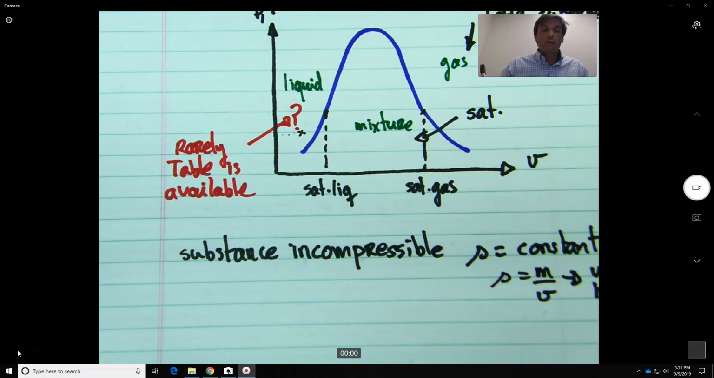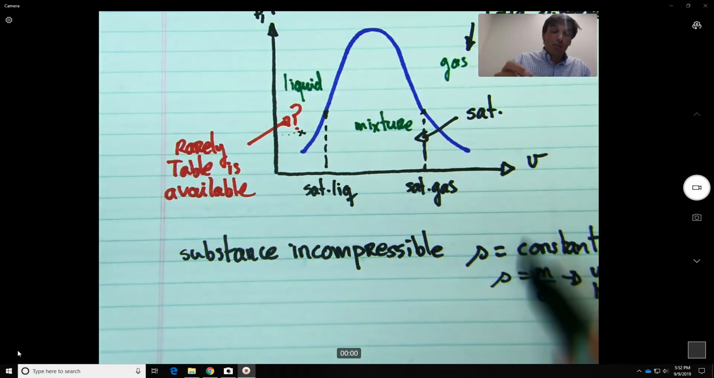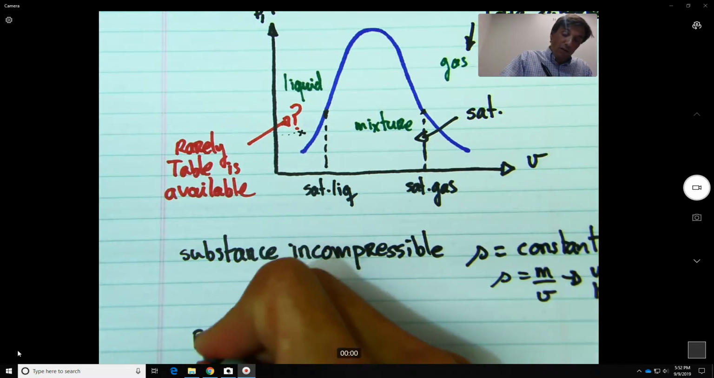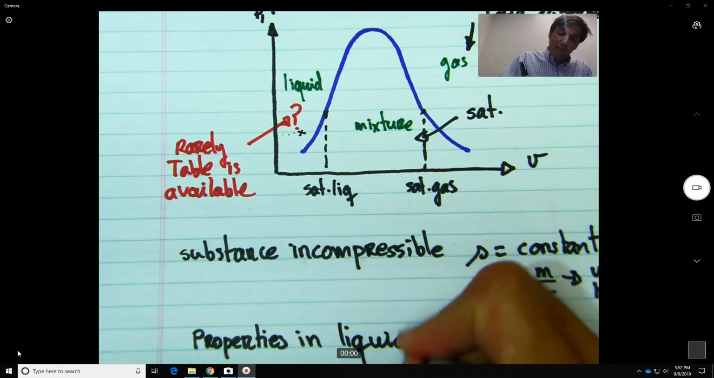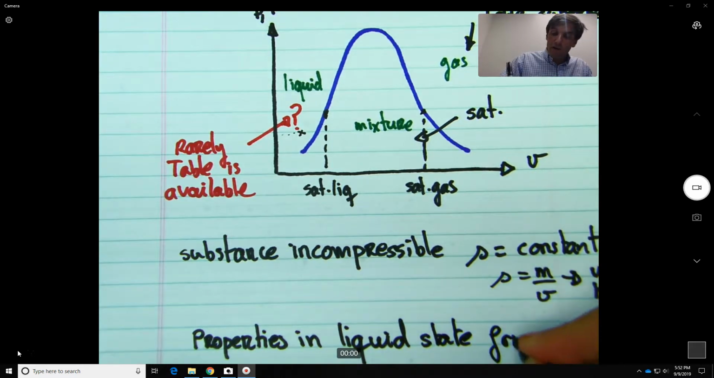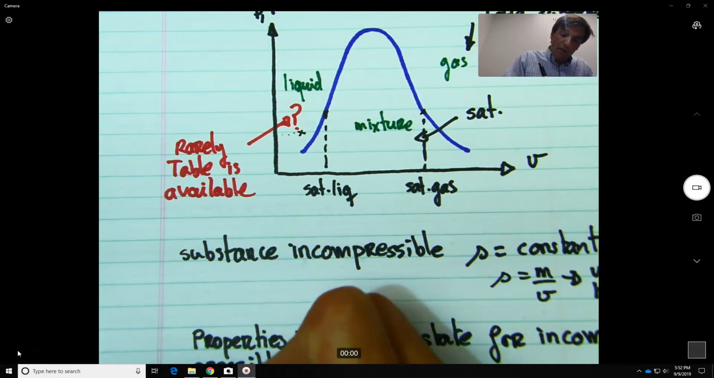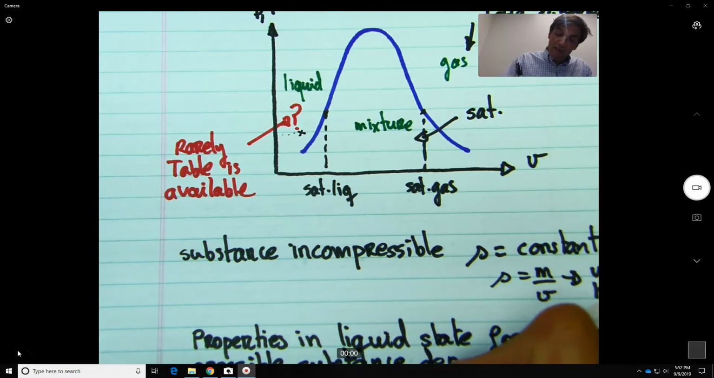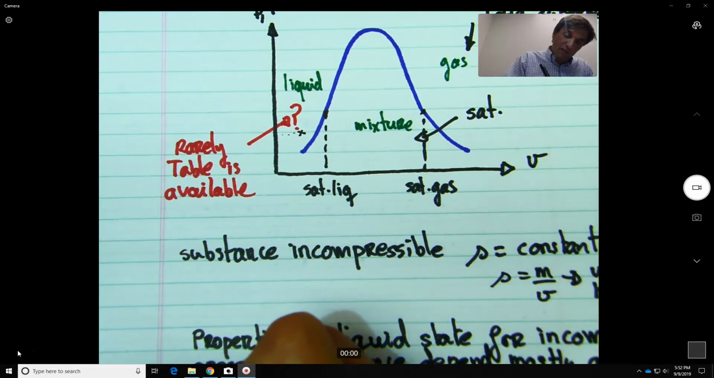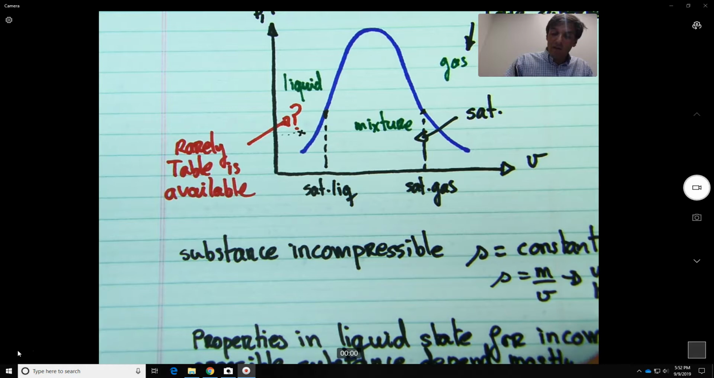So I know this can be a little bit confusing, but really what you need to remember over here is that there is not many tables for liquid state, and that's because property in liquid state for incompressible substances depend mostly on temperature and not pressure.